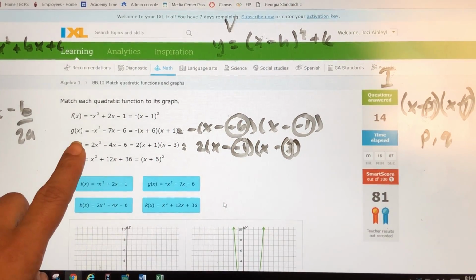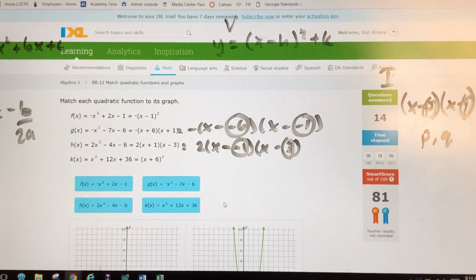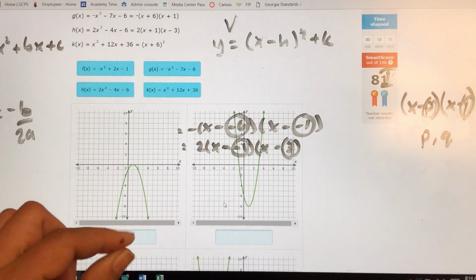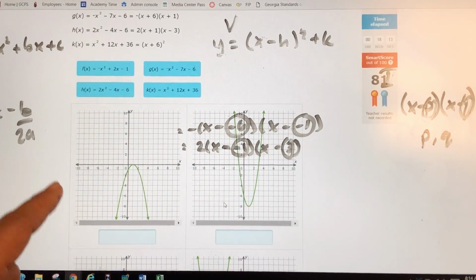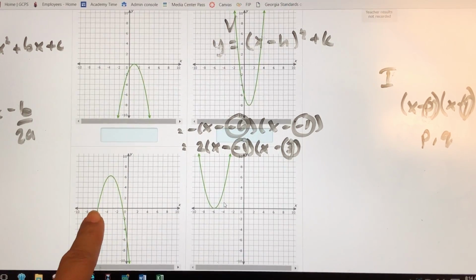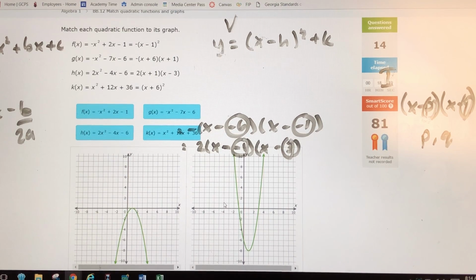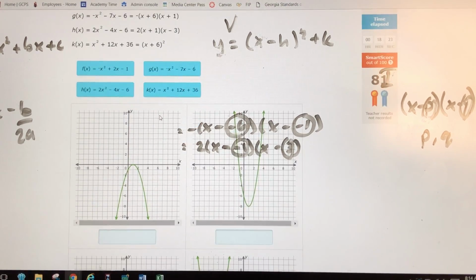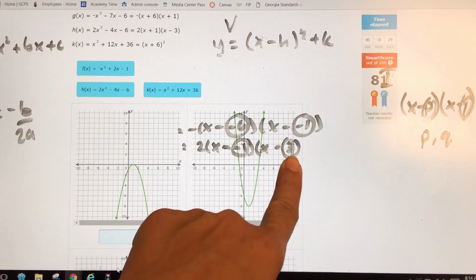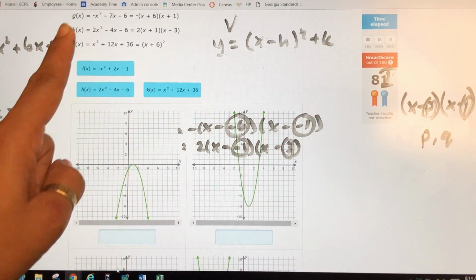So let's find my roots. G of x is negative 6, negative 1. I'm looking for negative 6, negative 6, negative 1. That's my g of x. So this one is my g of x. So I'm going to drag it down. Okay, then I'm looking for negative 1, negative 3, and that's my h of x.